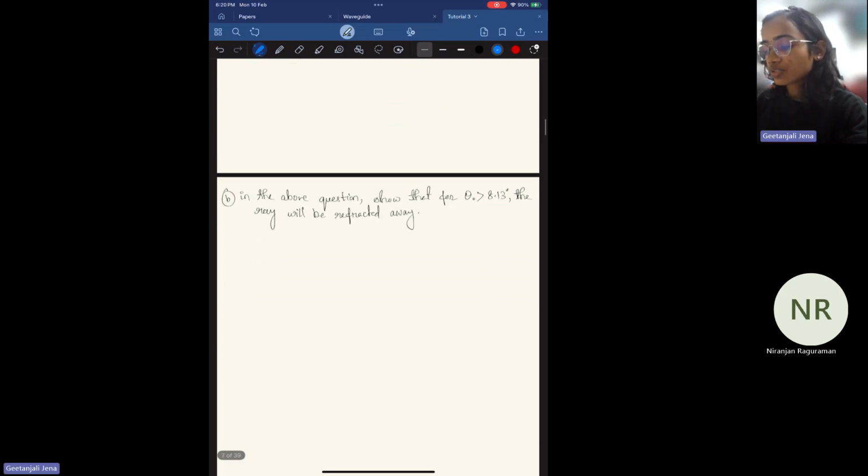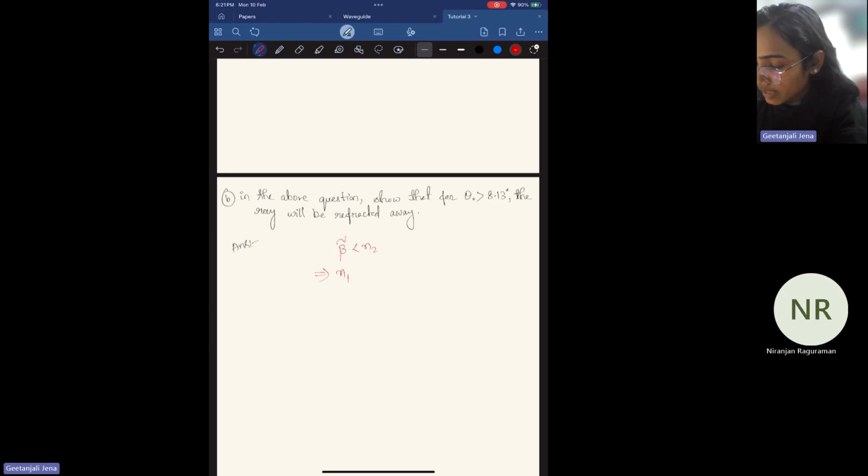So this is what the second question says. The second question is about the above question: for theta 0 greater than 8.13 degree, the ray will be refracted away. We have seen that its amplitude is already 50 micrometer, which is why it will be refracted away. The other condition for refraction is on beta tilde: it should be less than N2. When beta tilde is less than N2, that ray will not be guided. It will be refracted into the cladding.